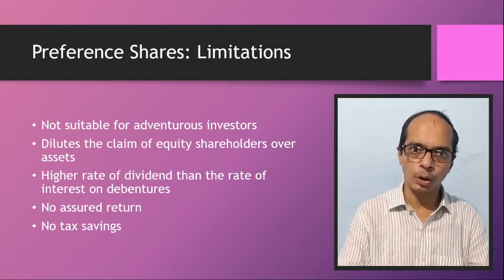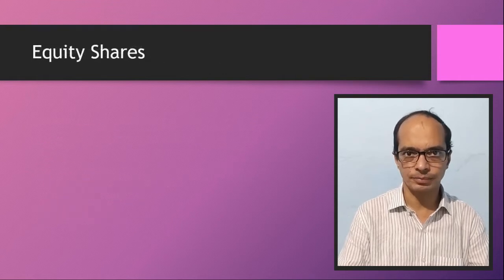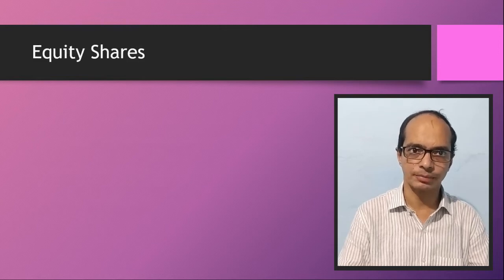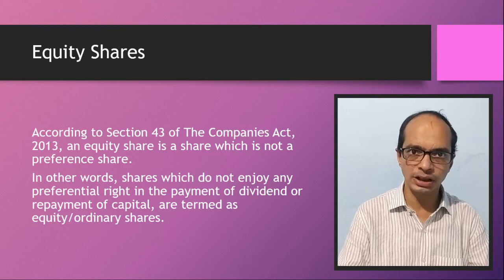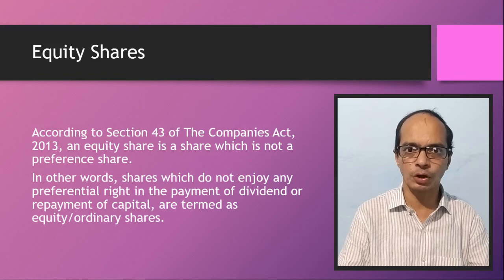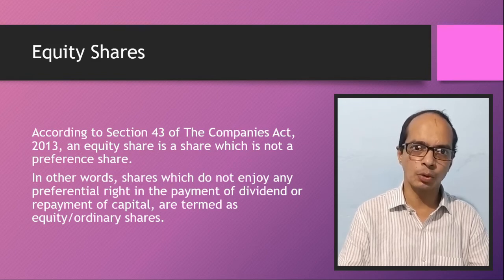Now I will tell you about the second category of shares, that is equity shares. Any share which is not preference in nature is called equity shares. Means equity shares don't enjoy preferential rights of payment of dividend and refund of capital. These types of shares are known as ordinary shares. Fixed rate of dividend is not paid on these shares. Dividend payable on these shares depends upon profit available for distribution. And these shareholders are the owners of the company.